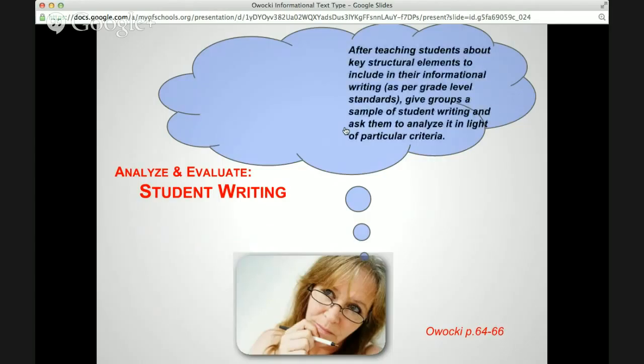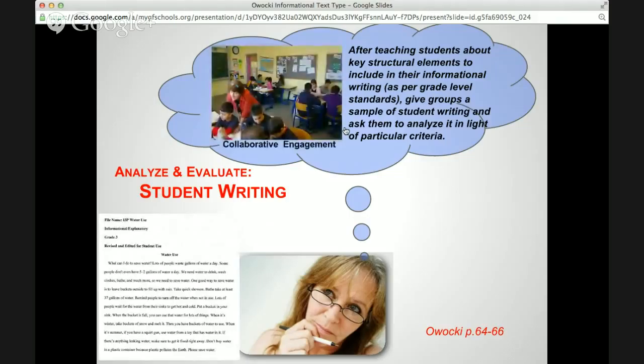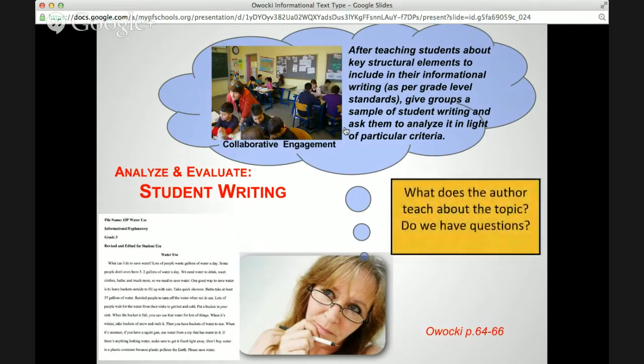If we look at the analyzing and evaluating, we start with student writing, for example. We know that we've already, in our focus lesson and in guided instruction, taught the elements of informational text type. The collaborative learning stage is where we take a sample of student writing, we put kids in groups, and they now are working together to look at that writing and to analyze it in light of the criteria of informational text type writing that you have taught them.